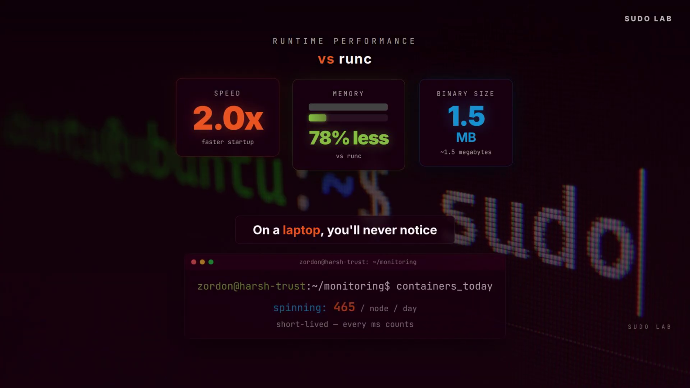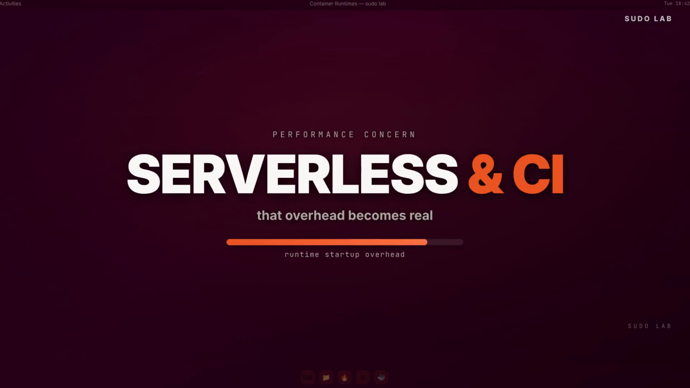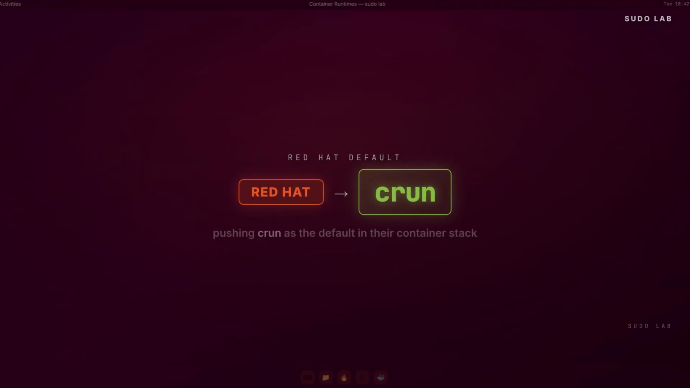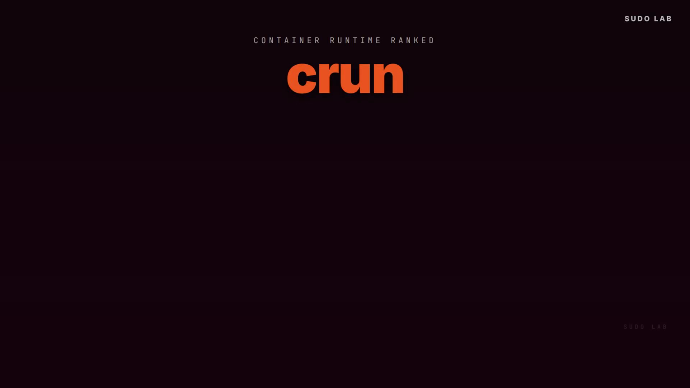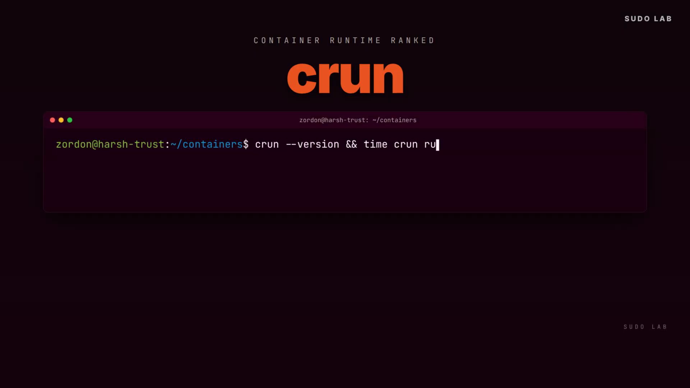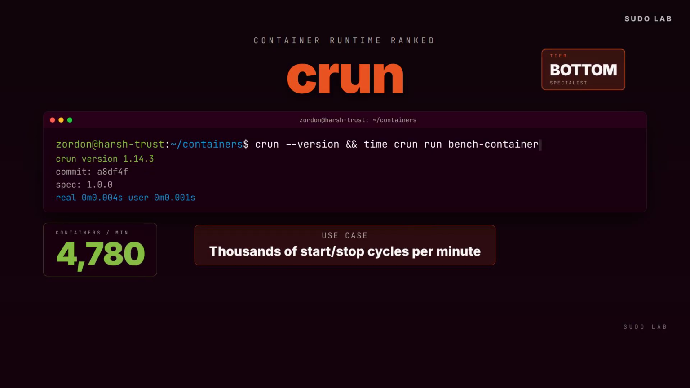On a laptop, you'll never notice. On a node spinning up thousands of short-lived containers a day for serverless workloads or CI jobs, that overhead becomes real. Red Hat has been pushing crun as the default in their container stack. And if you're on a recent Fedora or RHEL system running Podman, you're almost certainly using crun without knowing it. It's the specialist of the bottom tier. If your exact problem is, I'm starting and stopping containers thousands of times a minute, nothing else really competes.